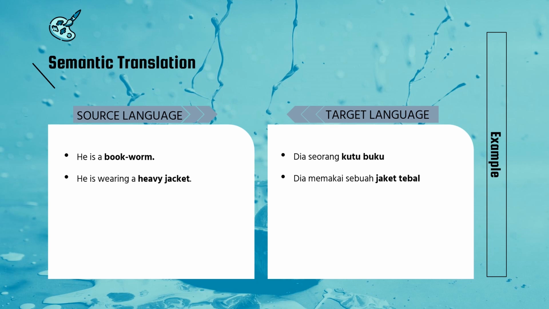And the next example, in the Dutch language there is he is wearing a heavy jacket, and in the target language dia memakai sebuah jaket tebal. In semantic translation, the word heavy means tebal according to the nature of the jacket, and that is impossible to interpret based on the dictionary because heavy in the dictionary means berat, and in everyday life we never say jaket berat but we say jaket tebal.